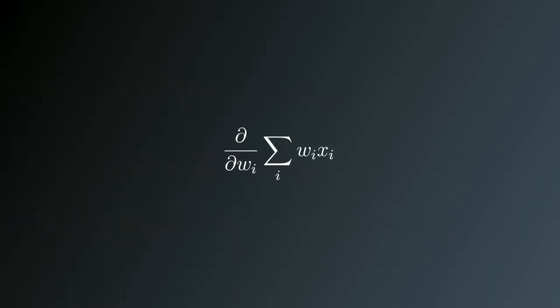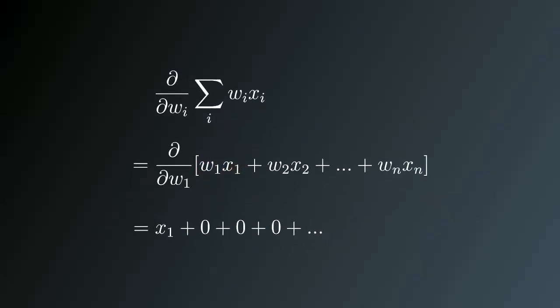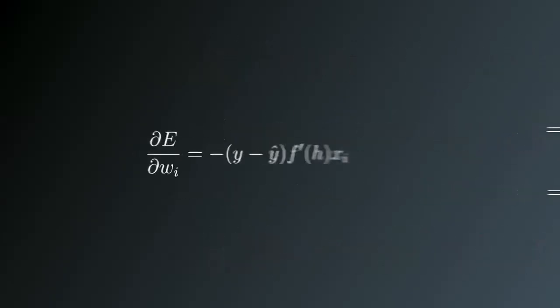In the sum, there is only one term that depends on each weight. Writing this out for weight 1, you see that only the first term with x1 depends on weight 1. Then the partial derivative of the sum with respect to weight 1 is just x1. All the other terms are 0. Then the partial derivative of this sum with respect to wi is just xi.